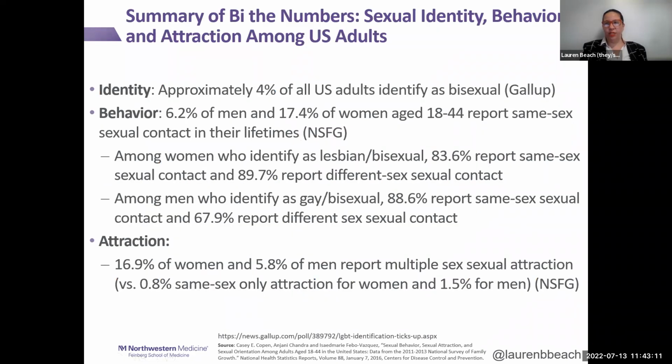So in summary, approximately 4% of all US adults identify as bisexual, according to the most recent data published by Gallup. If we look at some older data that goes more into these dimensions in depth of sexual behavior, identity, and attraction at the intersections of sex and race ethnicity, what you can see is that 6.2% of men and 17.4% of women report same-sex sexual contact. And if you look by attraction, 16.9% of women and 5.8% of men report multiple sex sexual attraction. This is in contrast to only 8.8% same-sex only attraction for women and 1.5% for men.